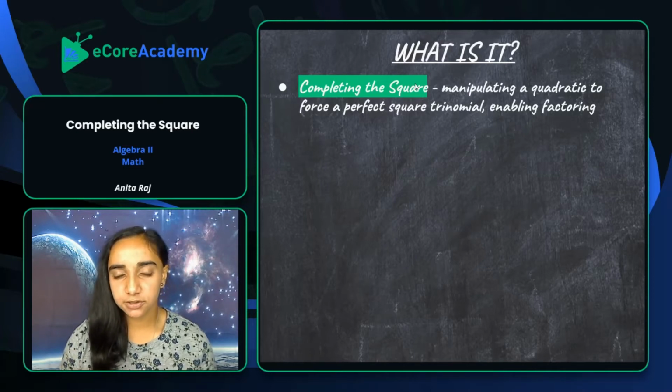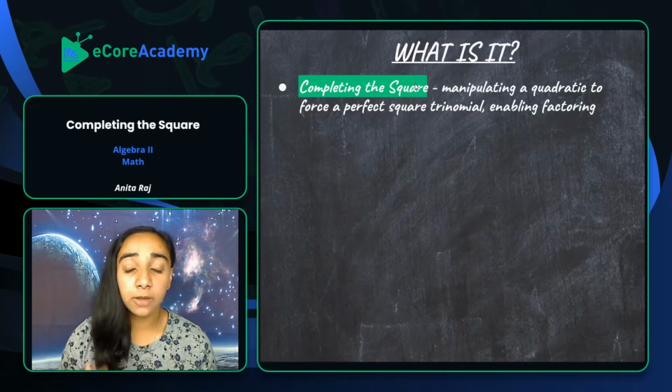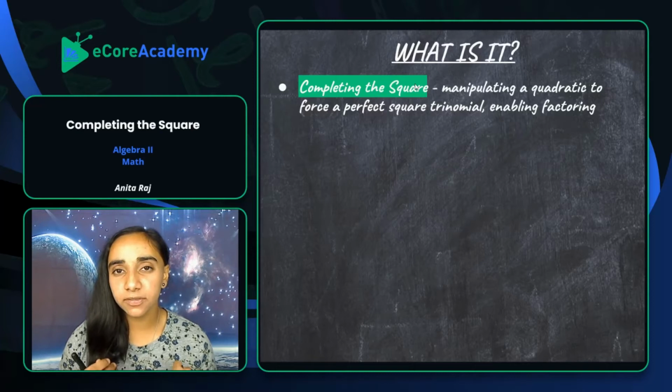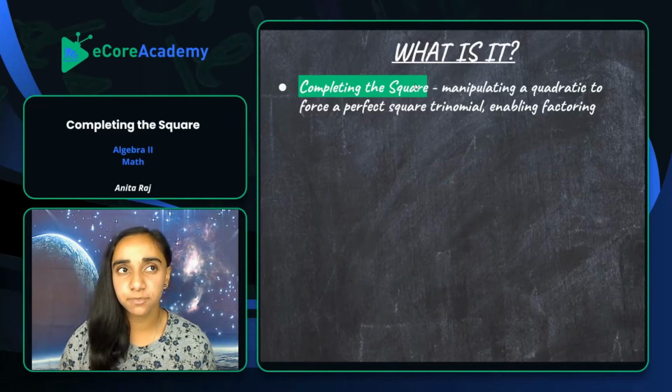Manipulating a quadratic. So what does that mean? We're changing a quadratic around. We're making it look the way we want it to look. We are adding terms, we're subtracting terms, but we're keeping the equation balanced as much as possible. So whatever we do to one side of the equation, we're doing to the other side of the equation. So everything stays balanced and we still get the right answer.